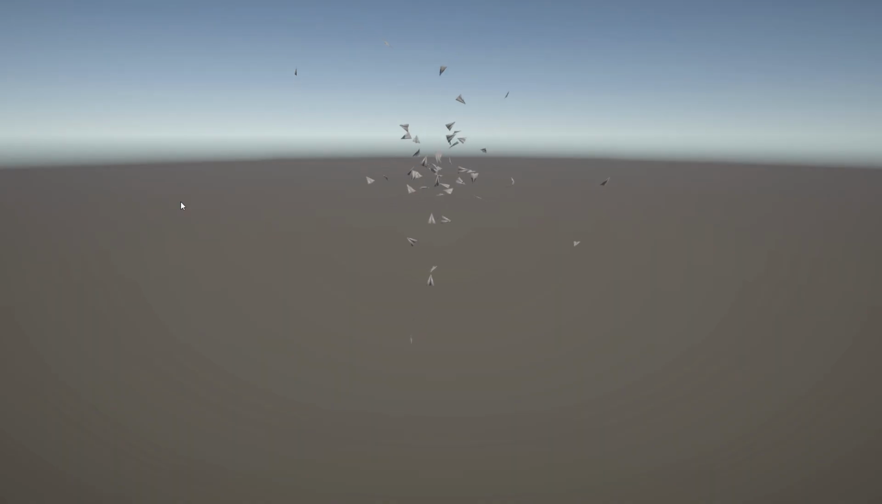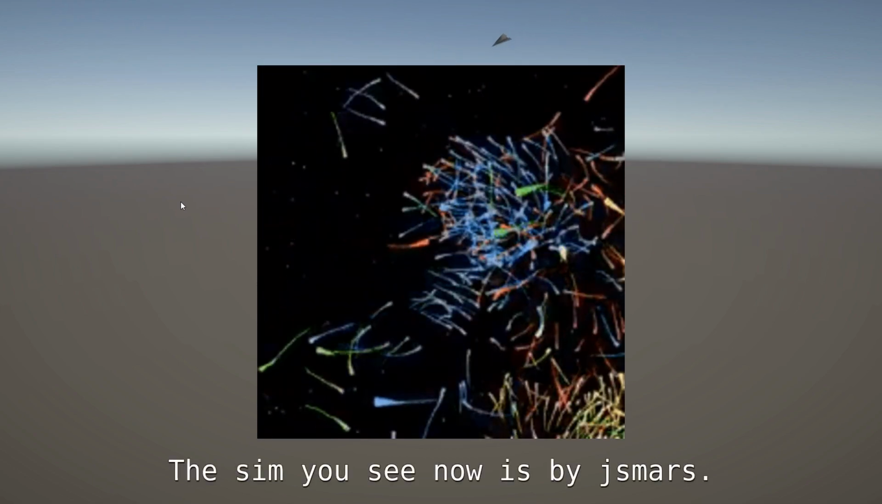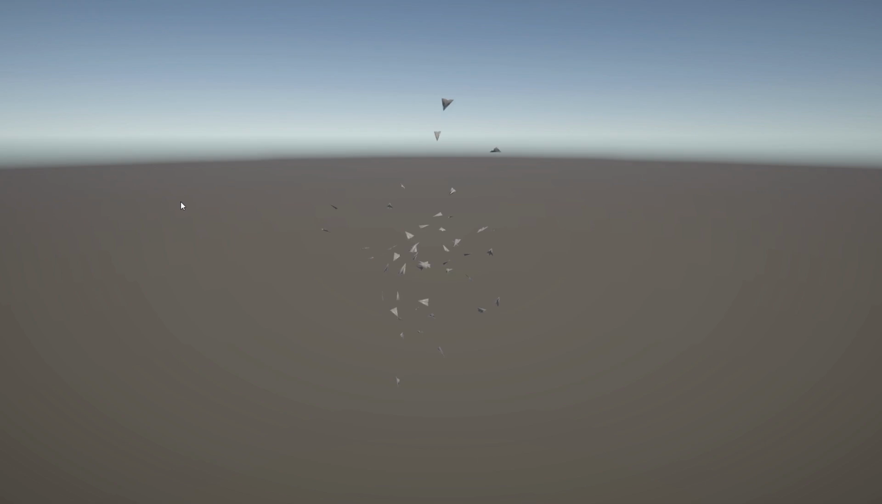Well, hello there. What I have for you today is a swarm simulation loosely based off of Boids. For a college project, I was tasked with showcasing emergent behavior, and after looking at JSMAR's portfolio and seeing swarm simulations, I thought I would try doing that as well.